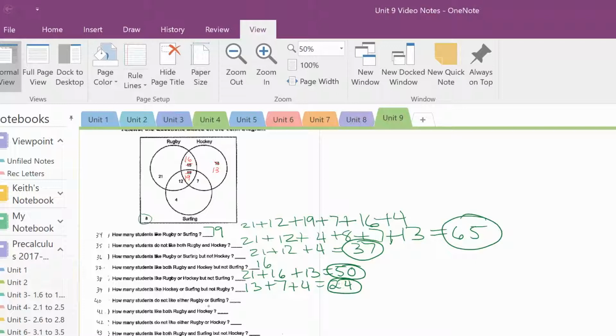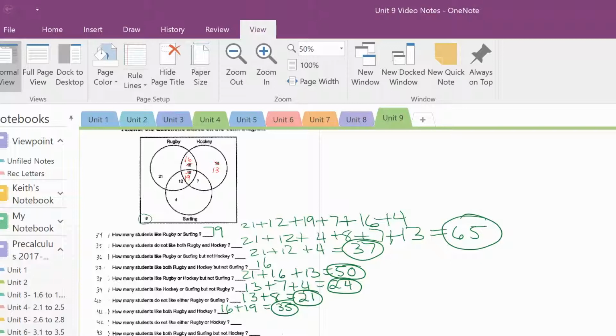How many students do not like either rugby or surfing? They can't be in the rugby or surfing. The only ones that do not like rugby or surfing are the 13 here and the 8 that don't like anything. How many students like both rugby and hockey? Rugby and hockey here mean you get 16 and 19. That's where they overlap. So you get 35.